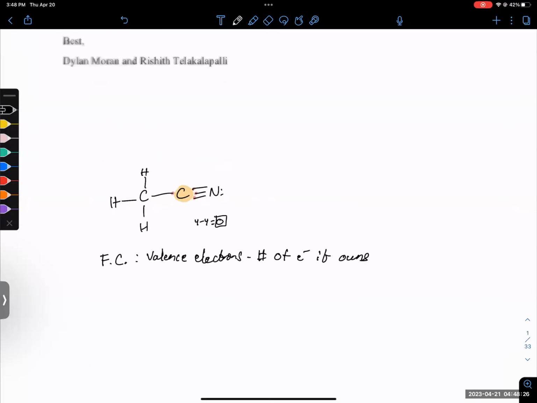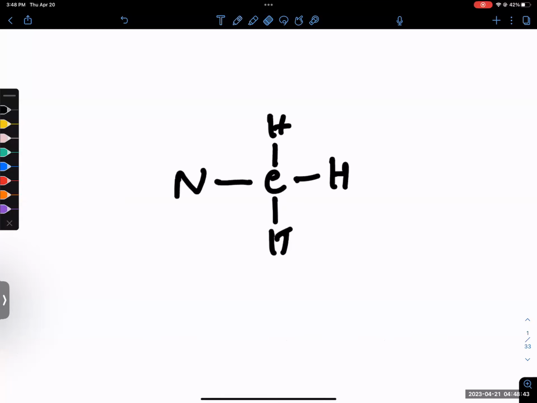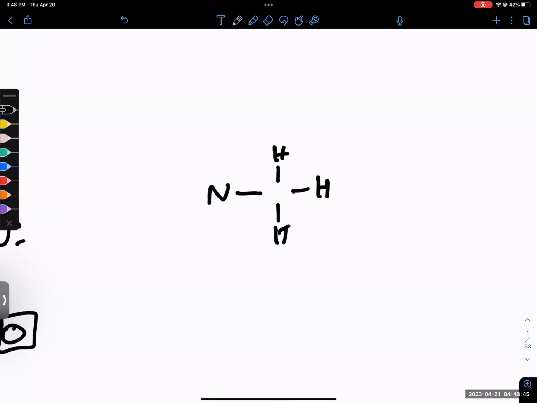Ammonium. All right, let's do that way it's kind of easy. Let's make it a bit more complicated. That's a C, that's a C.